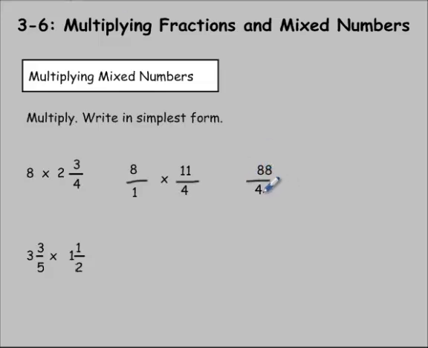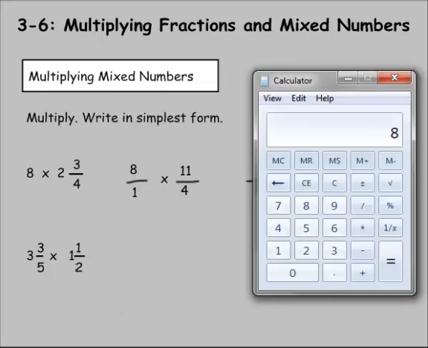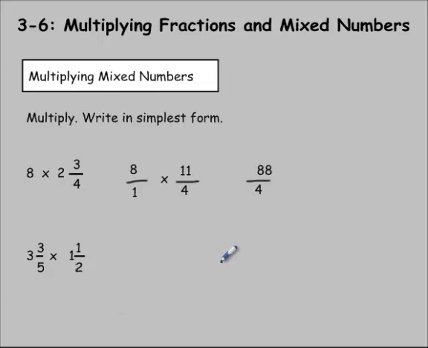A fraction is an unfinished division problem. So we can do 88 divided by 4 and see what we get. That's 22. So 22 is our answer.